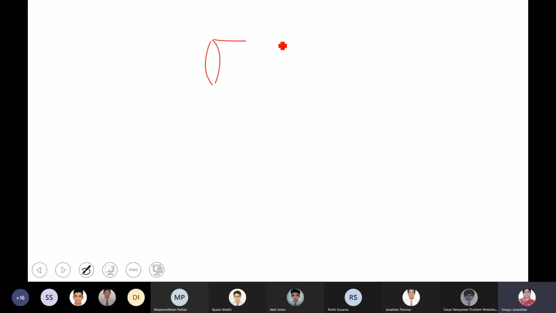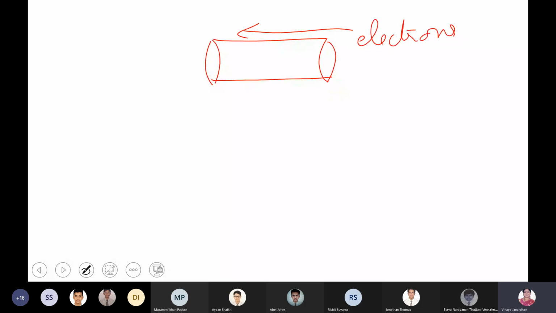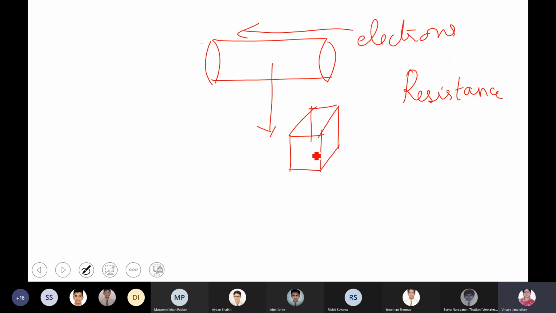Suppose I have a piece of wire, right? When electrons flow from one end of the wire to the other end, there is some resistance offered. That is what we call resistance. Now, what is resistivity? Let me take a small cube of the material, right, boys? This cube has a side length of 1 meter, or 1 millimeter, and area of cross section 1 millimeter. I'm taking a small part of the wire in the form of a cube.